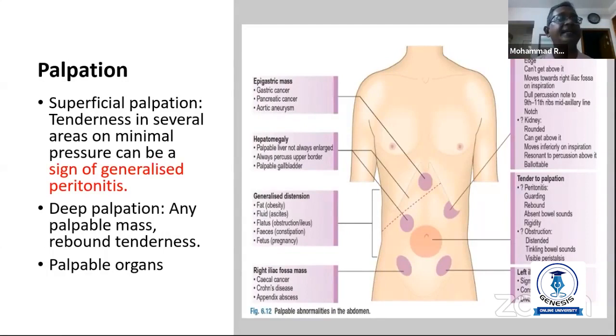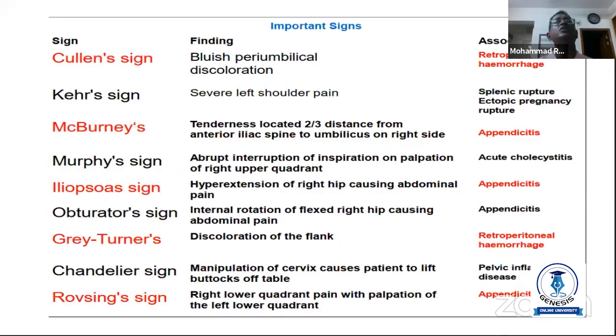In superficial palpation, check whether the patient has generalized peritonitis with board-like rigidity or not. In deep palpation, check for any palpable mass, hepatomegaly, or any organomegaly. So these are important signs. This is Cullen sign, the bluish periumbilical discoloration, which suggests retroperitoneal hemorrhage, commonly seen in hemorrhagic pancreatitis. The Kehr sign is severe left shoulder pain, usually from splenic rupture or ruptured ectopic pregnancy.